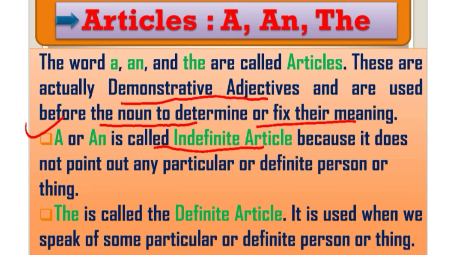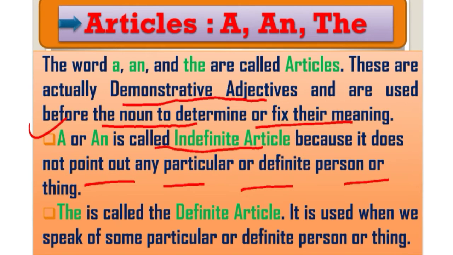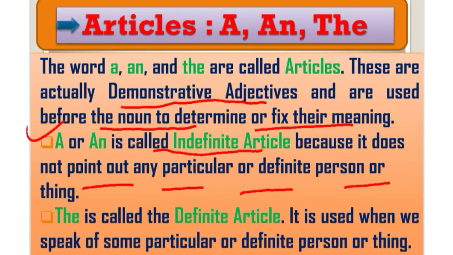Now when we talk about kinds of articles, there are two kinds. Number one is called the indefinite article, and the second one is called the definite article. A or an is called an indefinite article because it does not point out any particular or definite person or thing. This we need to remember. That's it.